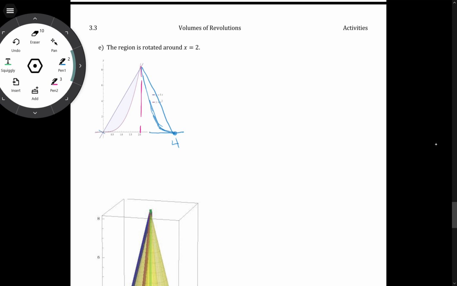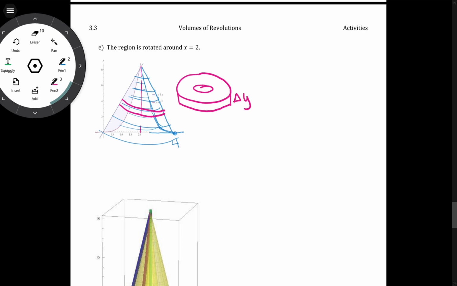And that means the outside is going to be our perfect cone, and the inside is going to be this kind of whirlpool funny shape. So we're going to slice vertically again for this one. And our slice is going to have a hole in it, so it's going to be a washer. And it's going to be delta y tall.